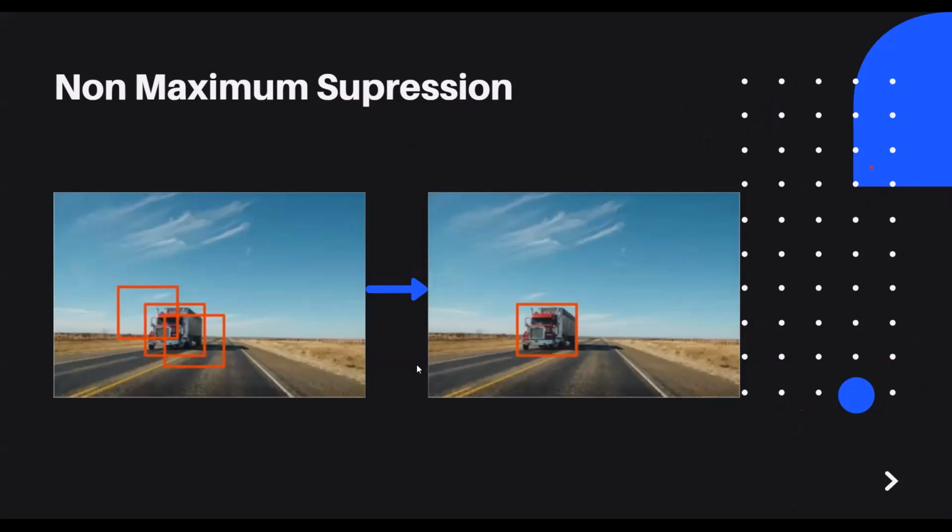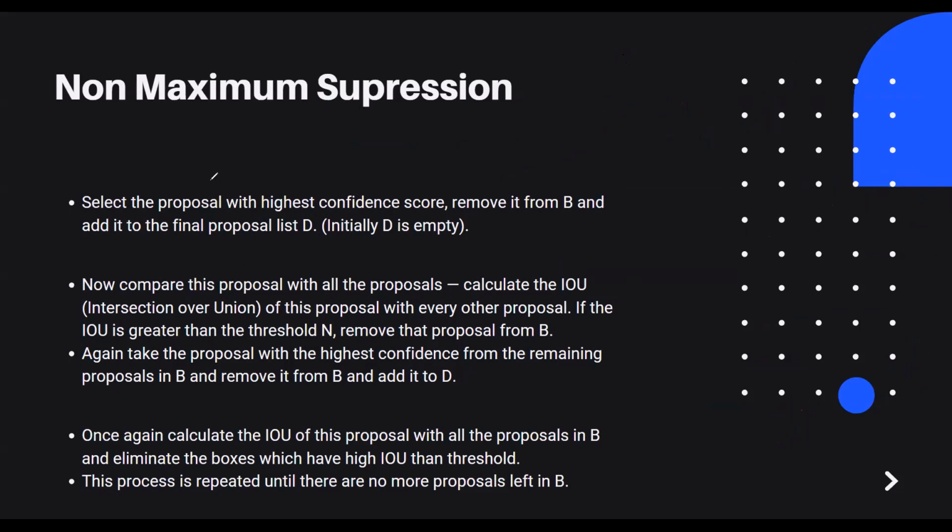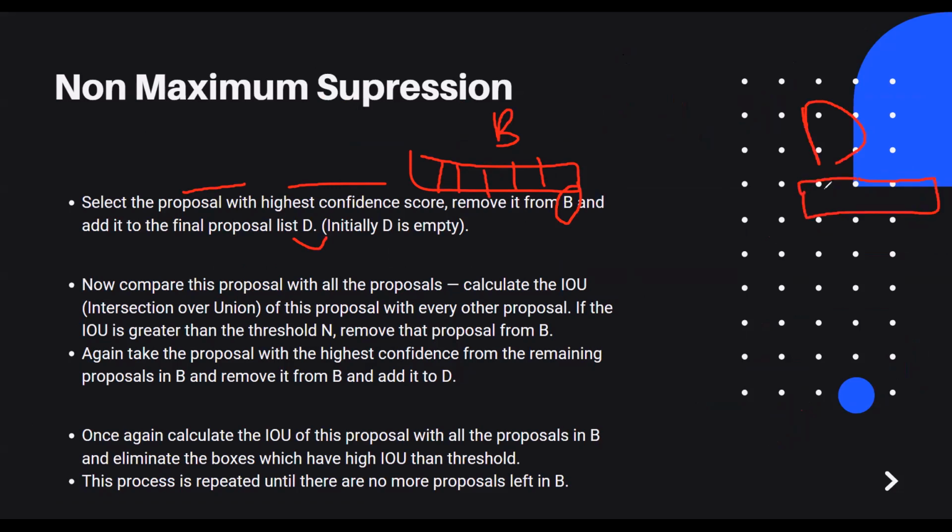Now, here we are speaking more in terms of variables and in an algorithmic manner. So in this way, we will have a small list. We take the proposal with the highest confidence score and remove it from B. So B is the predictions list. We take the one with the highest prediction and remove it from B, we put it in D, which is the output of the model. This is the output of non-maximum suppression.